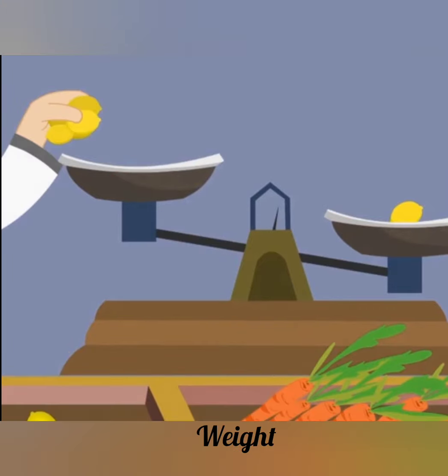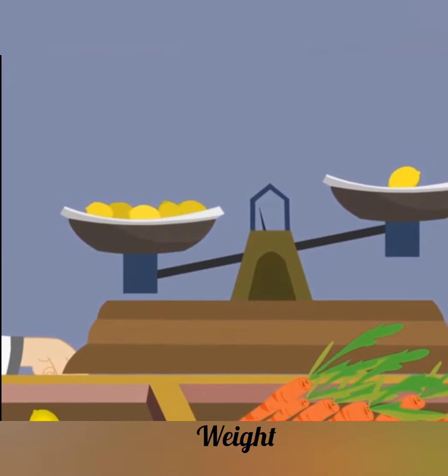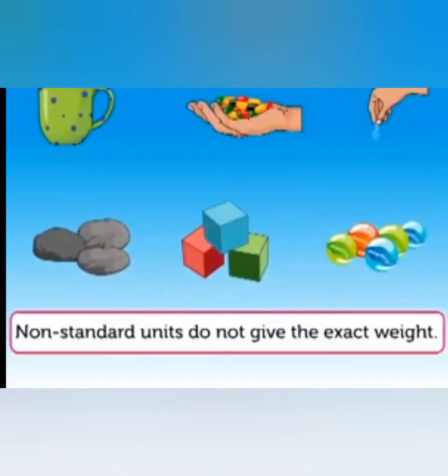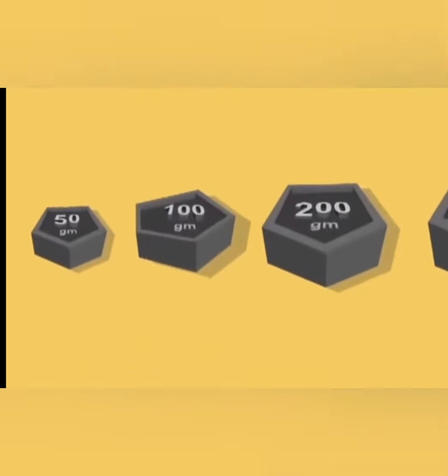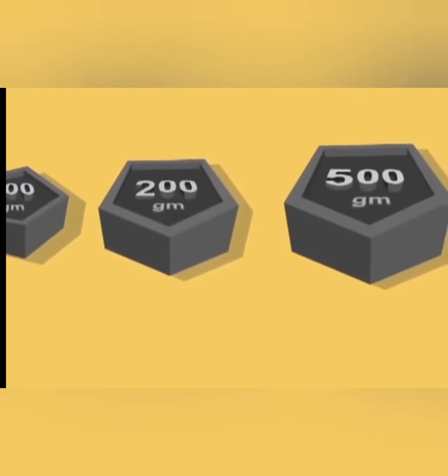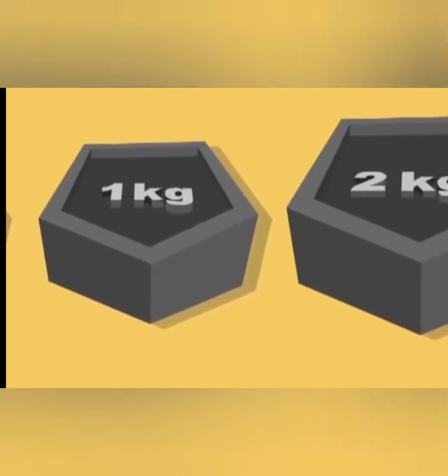See, now Raghu is keeping the lemons on the weighing scale. He kept 5 lemons in one pan. Already aware of the need of a standard unit to measure weight. Gram and kilogram are standard units used to measure weight.